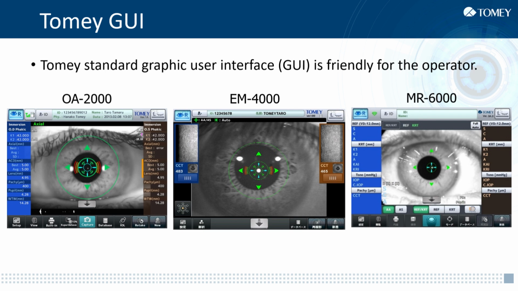The last feature that we would like to tell you about is the TOMI Standard GUI, Graphic User Interface. This interface is the same as on other TOMI devices like the OA2000, MAR 6000, and so on. Thus, it is a familiar interface to users of other TOMI devices. But even if not, the EM4000 operation screen, buttons, icons, etc. are made to be easy to operate intuitively.